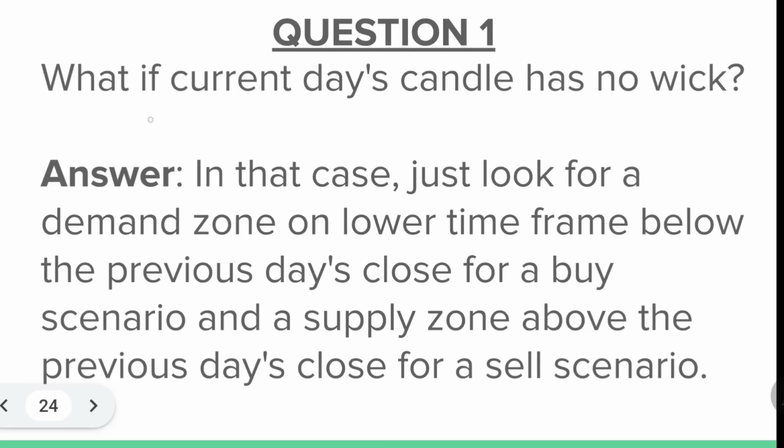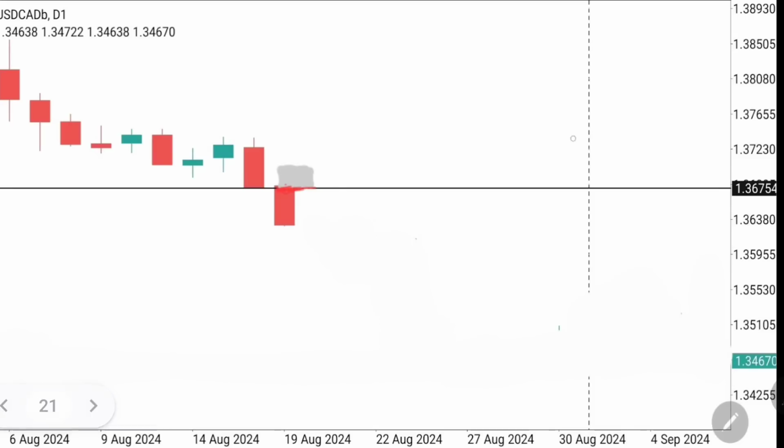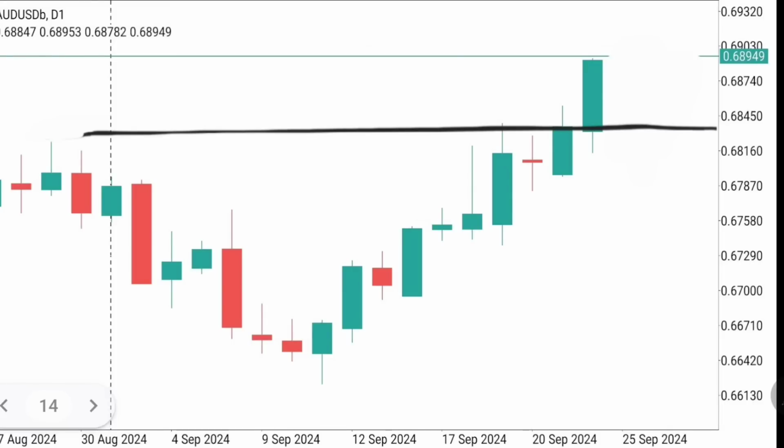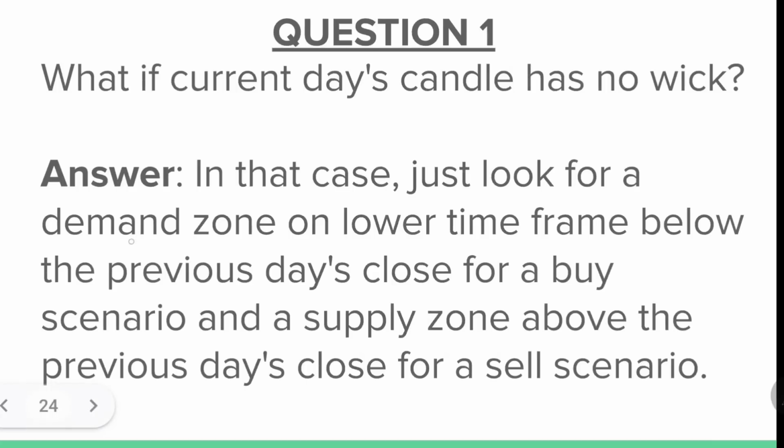The first question you have for me is, if the current day's candle has no wick, what do you do? In that case, just look for a demand zone on a lower time frame below the previous day's close for a buy scenario, and a supply zone above the previous day's close for a sell scenario. Do you understand that? So if the current day's candle has no wick, just mark this. You are looking at your setup around here. For a buy scenario, just mark somewhere around here. That is where your setup will come, even though there's no wick. If it does not have a wick, that is not a problem.